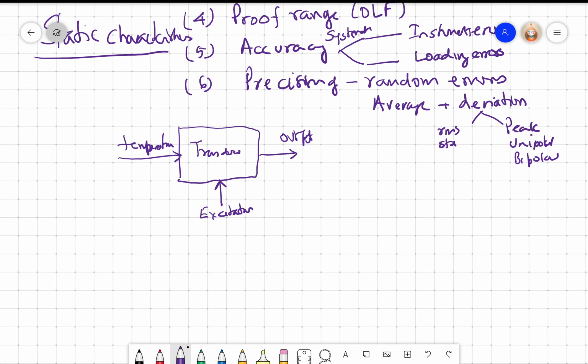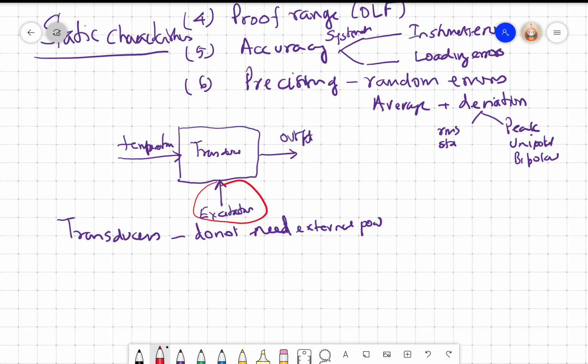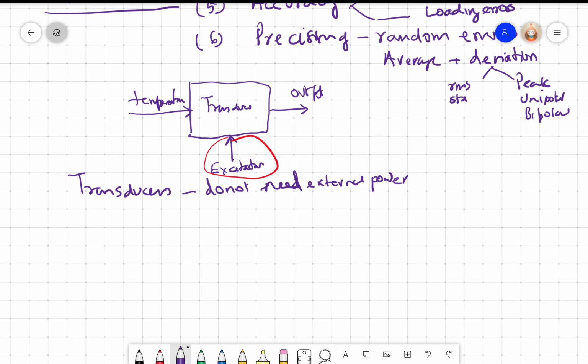There are transducers that do not need external power, which means this is not required. I give the input, I get the output, right? A simple example: all of you would have done a machines laboratory, and in the machines laboratory we would have used what is known as a tachometer. What is a tachometer? It measures the rotational speed of a shaft. We say 1000 RPM, 1423 RPM, and so on.